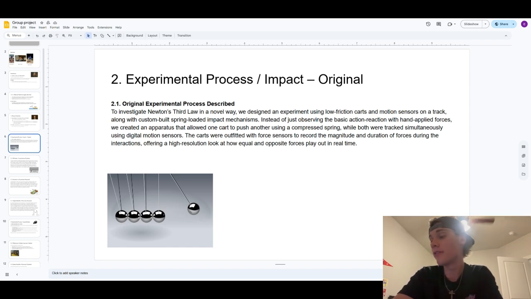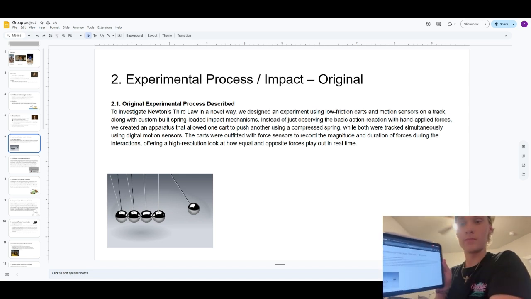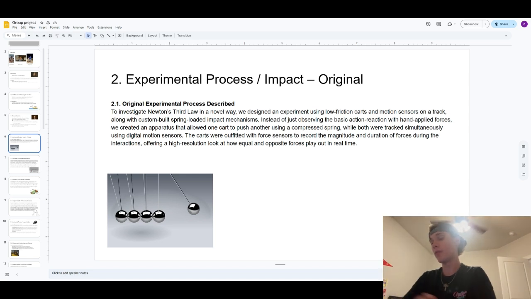These carts were outfitted with force sensors to record the magnitude and duration of forces during the interaction, offering a high-resolution look at how the equal and opposite reactions play out in real time. Another example would be these marbles, as you can see, right here in the bottom left corner. Each marble gets the energy exerted through it, and therefore on each side there is an equal and opposite reaction.